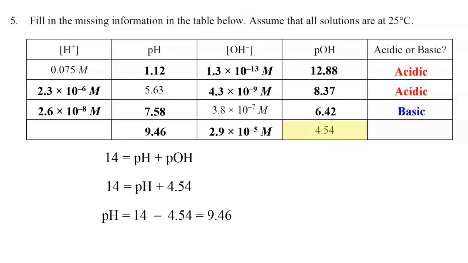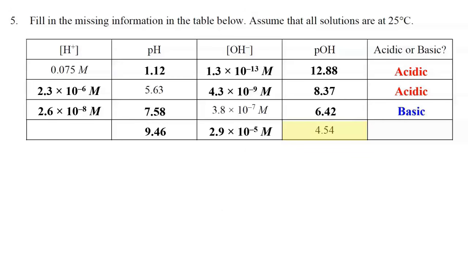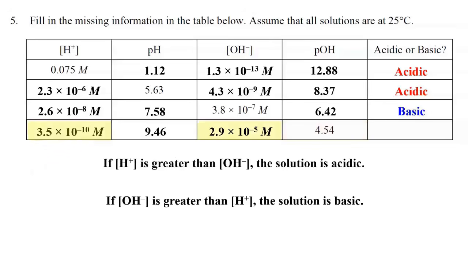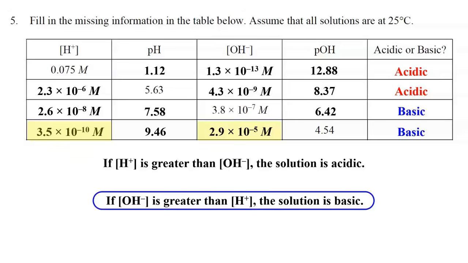And the concentration of H+ would equal 10 raised to the minus 9.46 power. And when I round that answer off to 2 significant figures, I get 3.5 times 10 to the negative 10 moles per liter. Let's compare the concentration of H+ with the concentration of OH-. It looks like the concentration of hydroxide is greater than that of H+, so this solution is classified as basic.